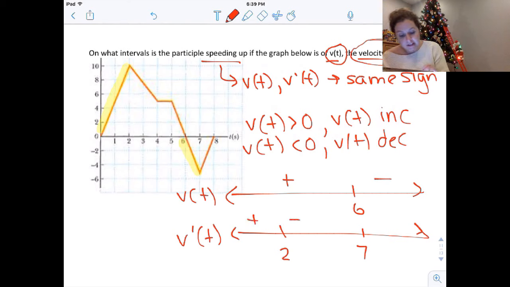And then positive. So what you're really looking for is overlap. These are both positive here, and these are both negative from 6 to 7. I should have drawn that better with 6 over here, if 7's right there. And so your intervals here would be 0 to 2 and 6 to 7.